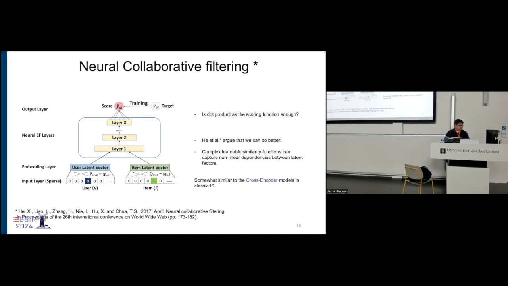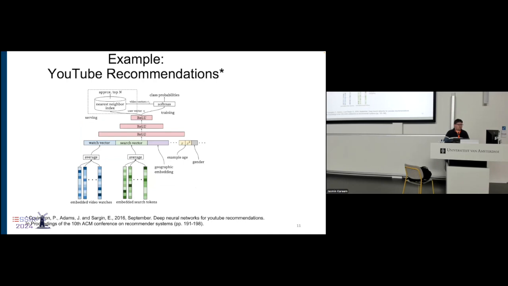Okay, so now we can combine all these things. And this is a picture from a paper called Deep Neural Networks for YouTube Recommendations. This paper is from Google, and they roughly describe how they do recommendations for YouTube. You see this structure combines both ideas, right? We see that there are two towers: one tower for users, one tower for item representations.